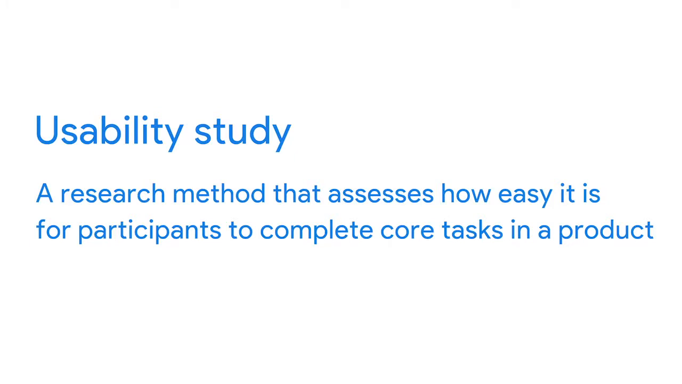A usability study is a research method that assesses how easy it is for participants to complete core tasks in a product. During a usability study, researchers observe the participants to understand how they interact with the prototype of the product and complete tasks. Then, UX designers use the insights from the study to make improvements to their designs. There are 2 types of usability studies, moderated and unmoderated.